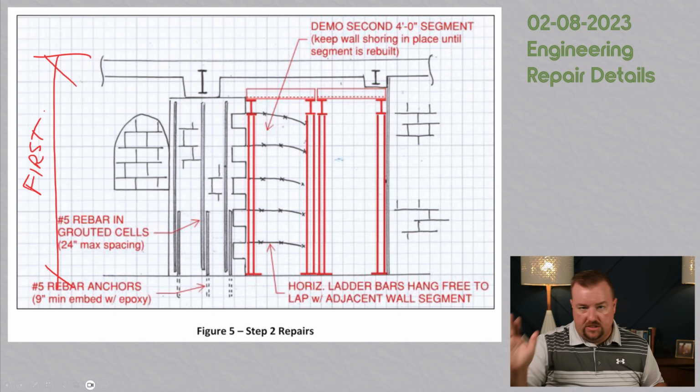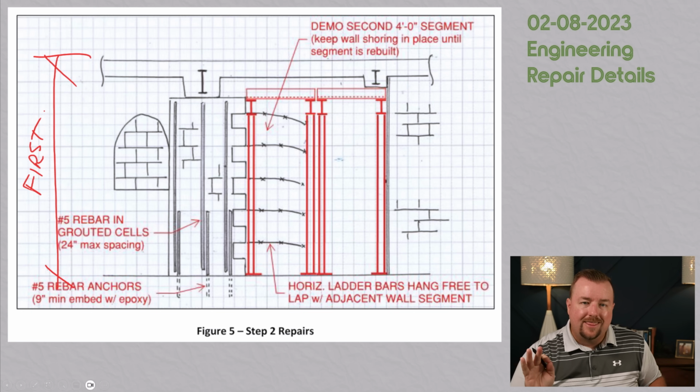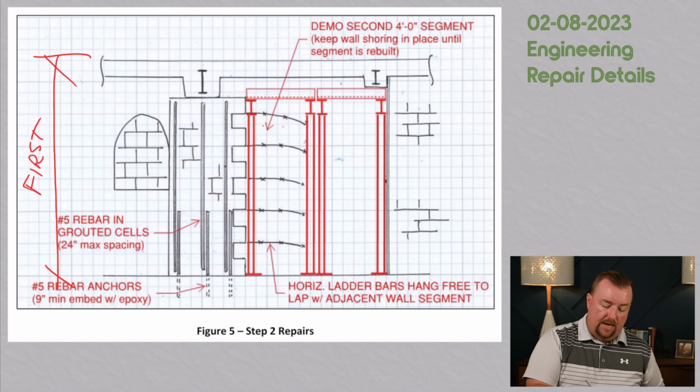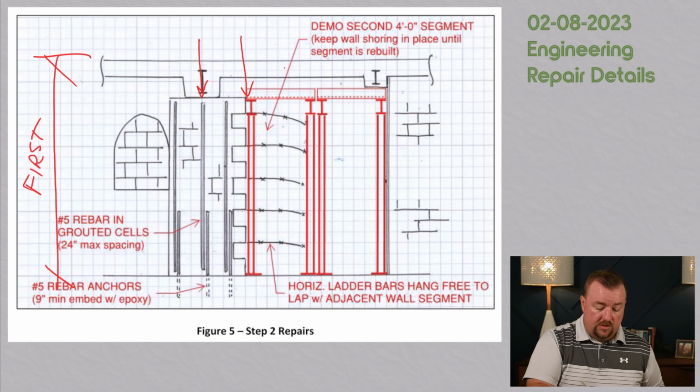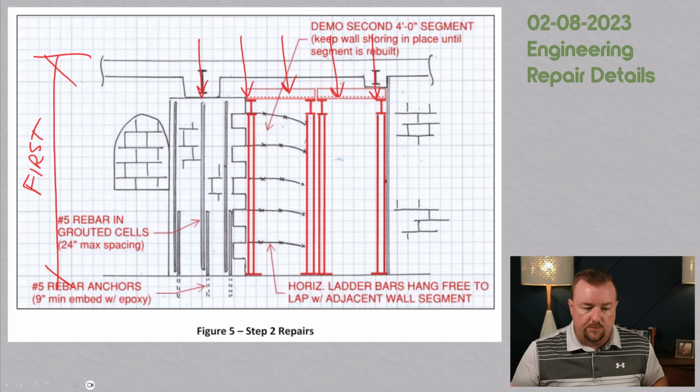That's it. There's like no consideration for what's going on above this area. There's also nothing in the details to tell the contractor, okay, when you demo out all of this block as you're moving along, all of the brick, as you demo out the brick and you install the CMU block instead, how are you going to transfer the loads from the old structural brick above to the new CMU block below?